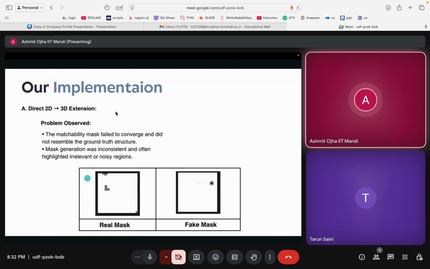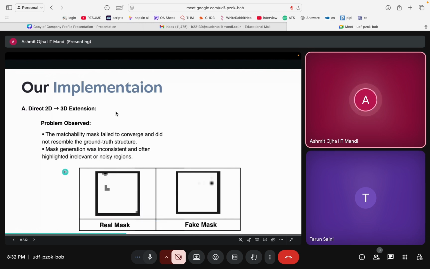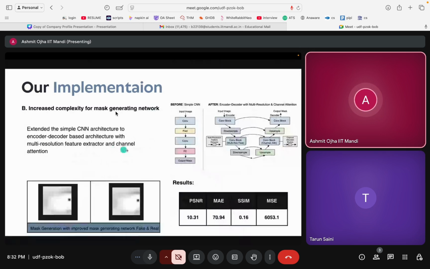The first problem was that the mask generation was failing. The real mask and fake mask were not matching at all. So we needed to increase the complexity of the mask generating network. Initially, it was a simple CNN architecture. So we first modified it to a proper encoder-decoder network that has convolution blocks with multi-resolution feature extraction, and we also allow skip connections. In the upsampling layer, we have a channel attention module which helps to increase the complexity of this network. We were able to generate a proper mask using this, but still the results were very poor. So it comes down to the network architecture itself.